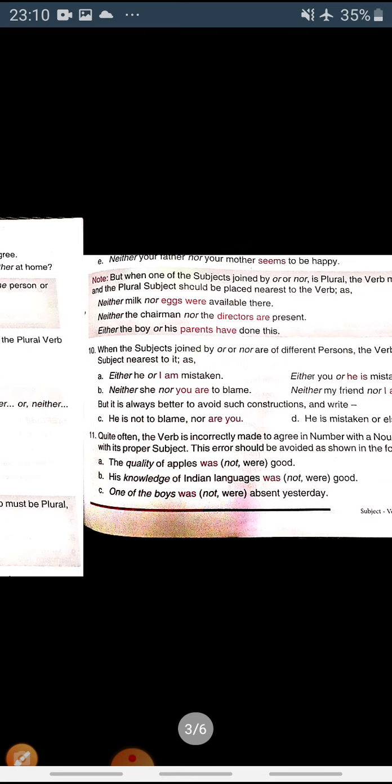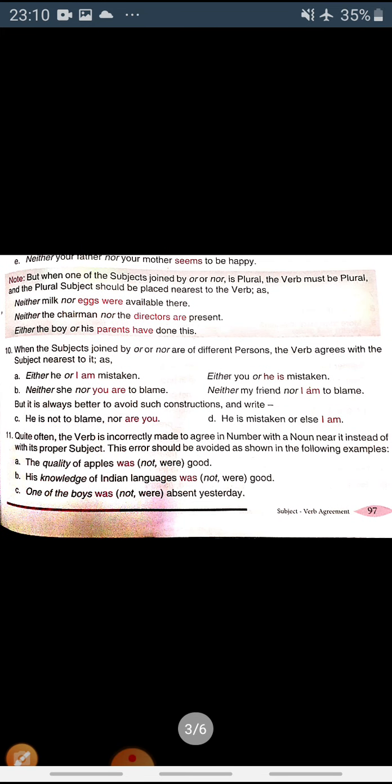Now coming to the 10th rule. When the subjects are joined by different persons, the verb should agree with the subject nearest to it. Suppose either he or I. He is a third person and I is the first person. So the verb will be chosen according to the subject nearest to it. So, either he or I am mistaken. Now here am is the verb which is used according to the subject I.